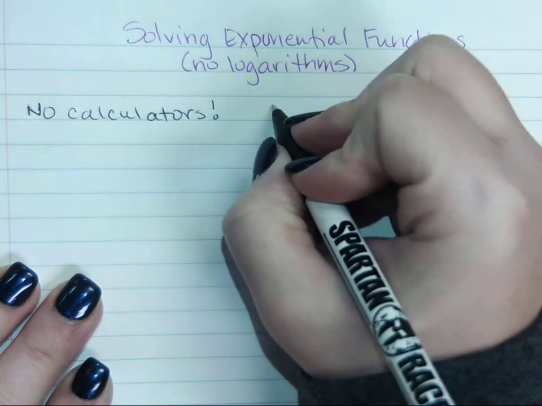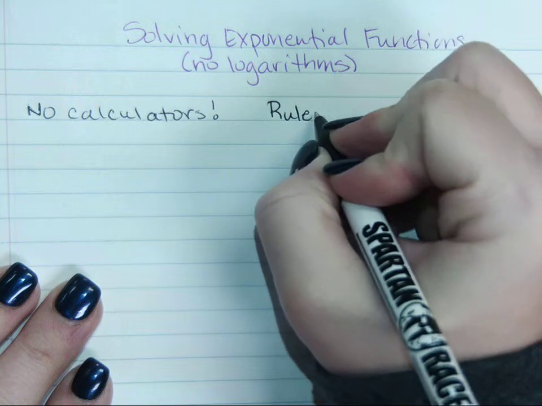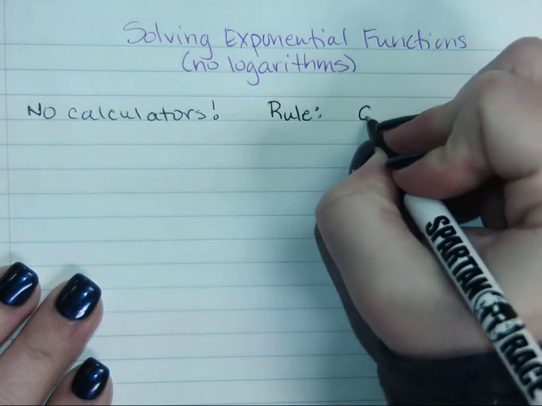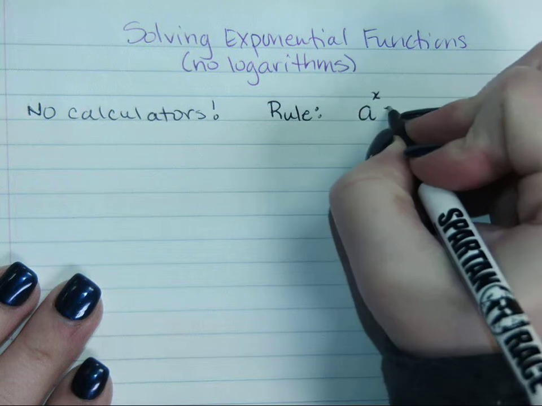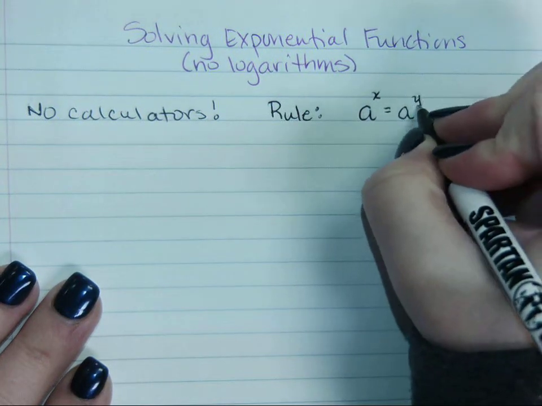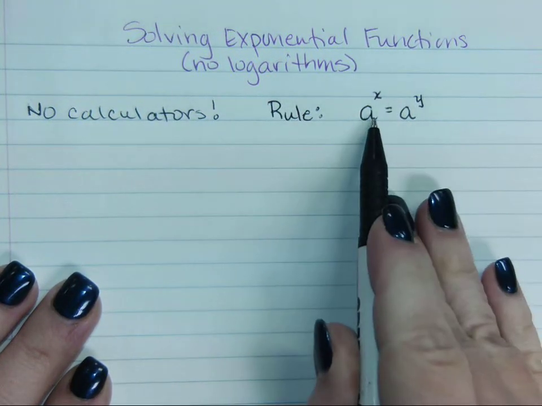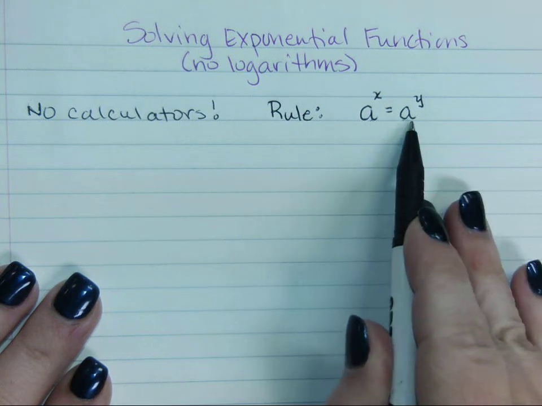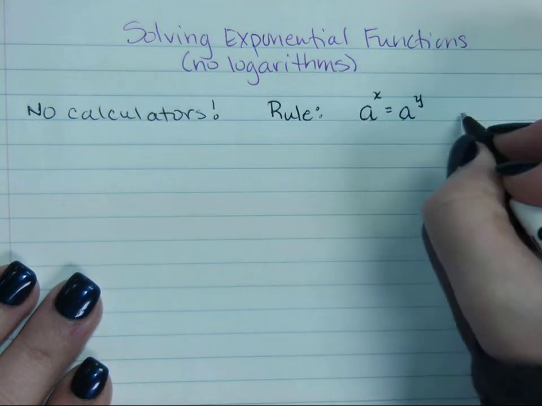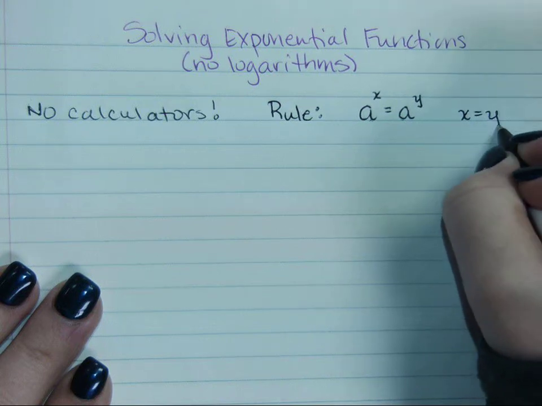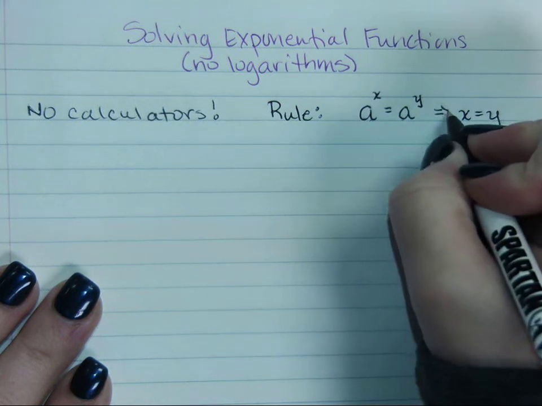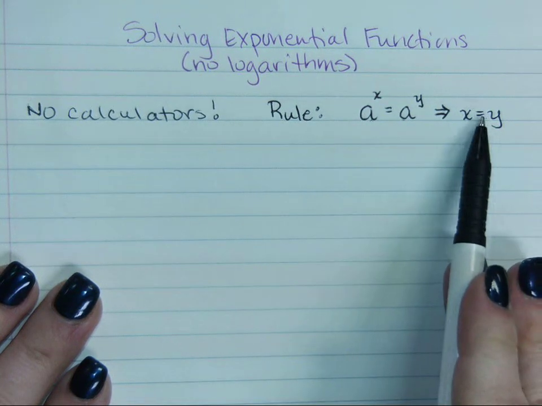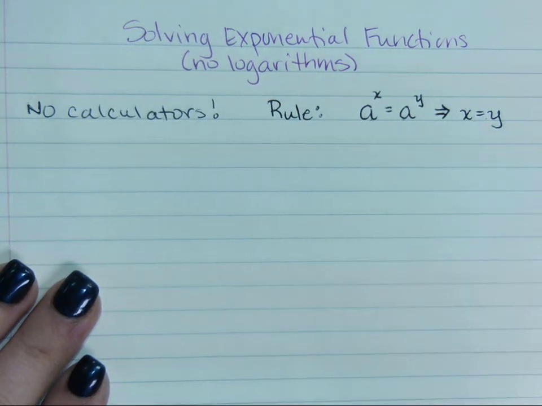You have this rule, or we call it a property. What that says is that if you have like bases, so if I can write something where the base values are exactly the same, since this is an equation, then the exponents must be the same. So what I can do is set just the exponents equal to each other and solve.